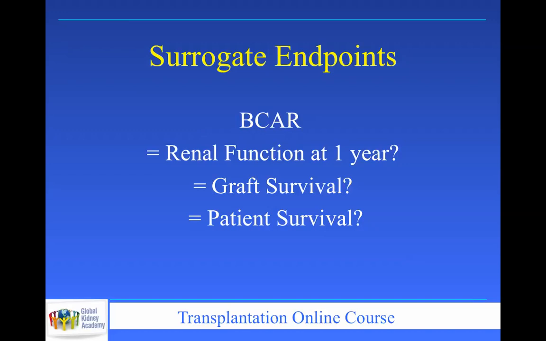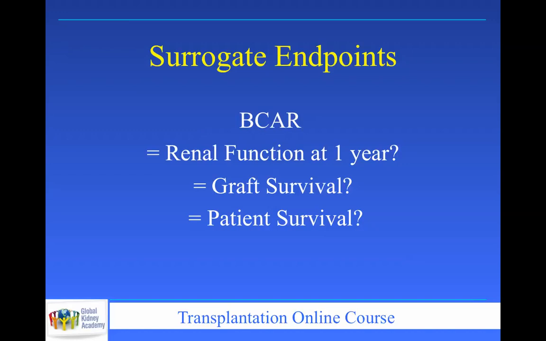Assuming that if a patient has less rejection during the first 3 months, 6 months after renal transplantation, he'll have a better 1-year function, a better long-term graft survival, and a better patient survival. Not true, because there are variables. There is mild rejection that doesn't impact on function, graft survival, or patient survival. There is moderate rejection, which may not be the case, and there may be severe rejection that may impact on renal function and graft survival.